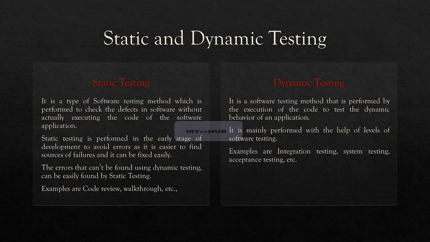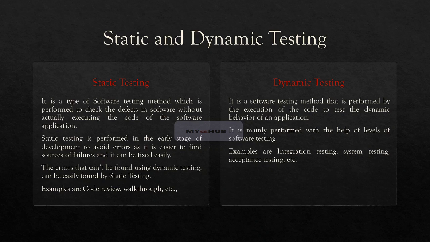It is a type of software testing method which is performed to check the defects in the software without actually executing the code of the software application. Static testing is performed in the early stage of the development to avoid errors, as it is easier to find the source of the failure and it can be easily fixed.